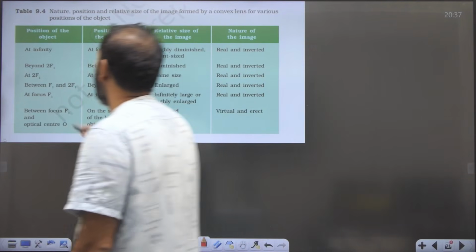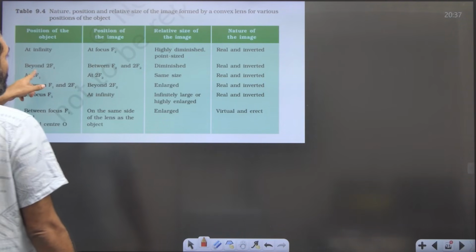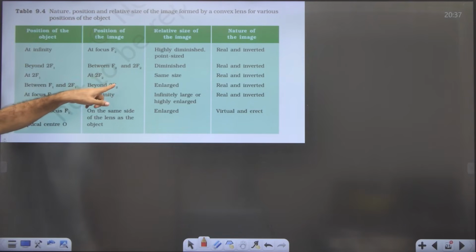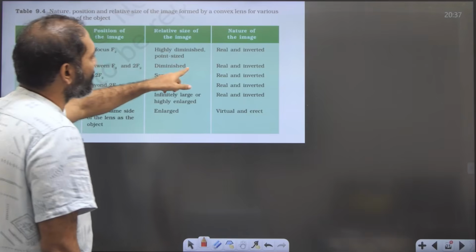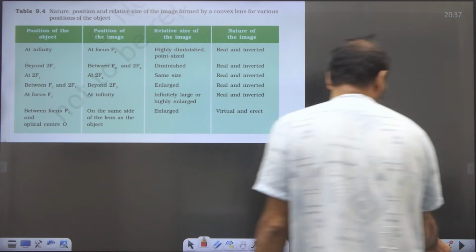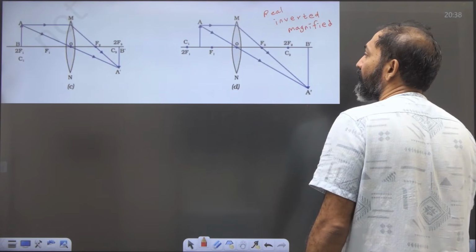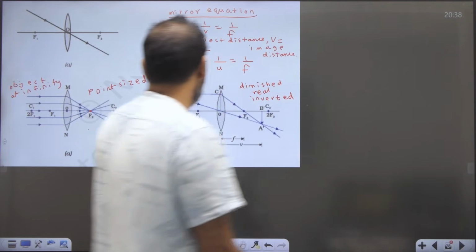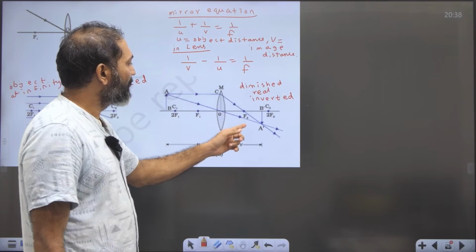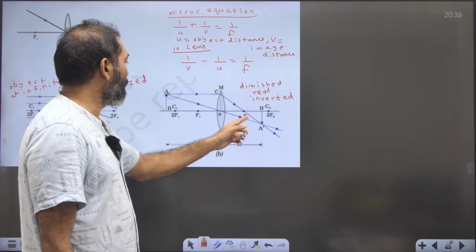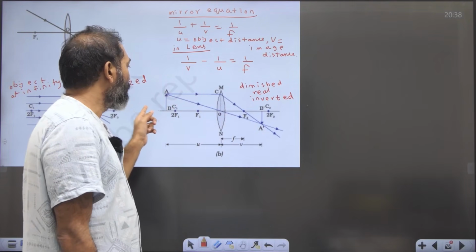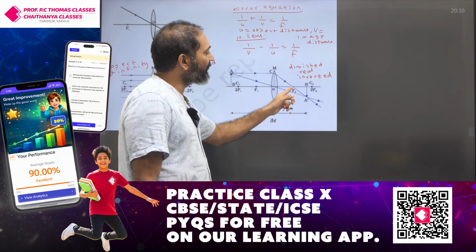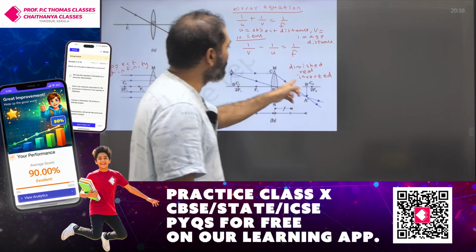Real and inverted. Next is beyond 2f1, where image is formed between f2 and 2f2. What is the size of the image? Diminished, real and inverted. See, beyond 2f1, where image is formed between f2 and 2f2, diminished, real and inverted.